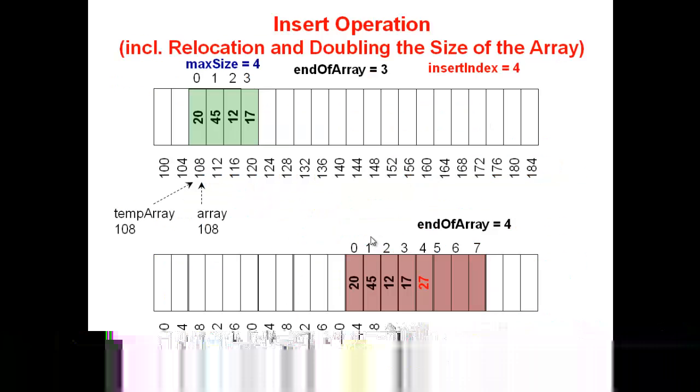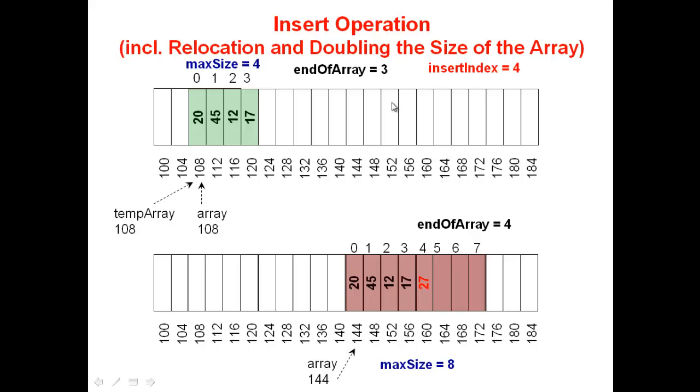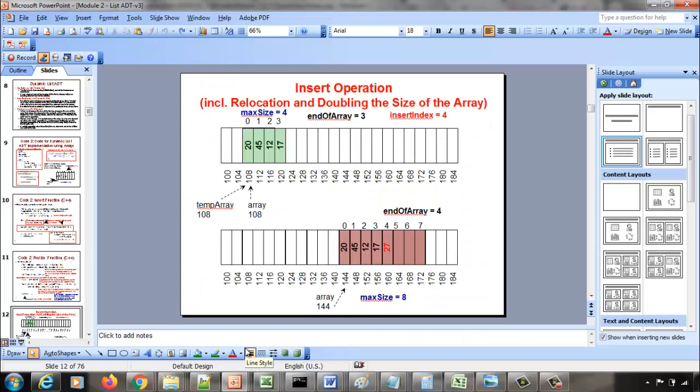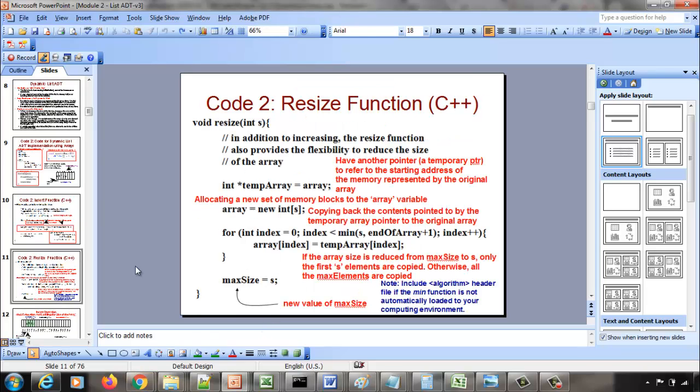And once we are done with copying the values, we can now set, so it's still max size is 4 because that's a member variable, so we have to set its value to be S. So that's like 2 times max size, right? So max size will be now 8. Okay, so with this logic we are able to double the size of the array, or basically increase the size of the array. So the array now has these numbers 20, 45, 12 and 17. It still doesn't have our new data that we want to insert. Okay, so let's see how to insert our new data.